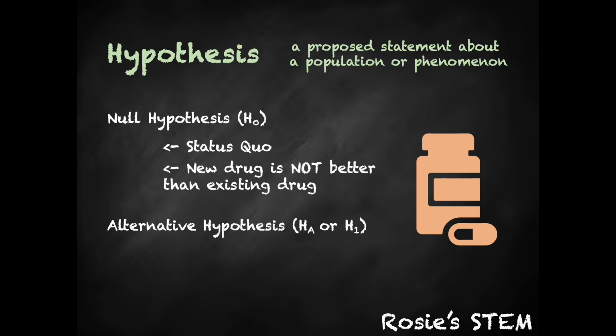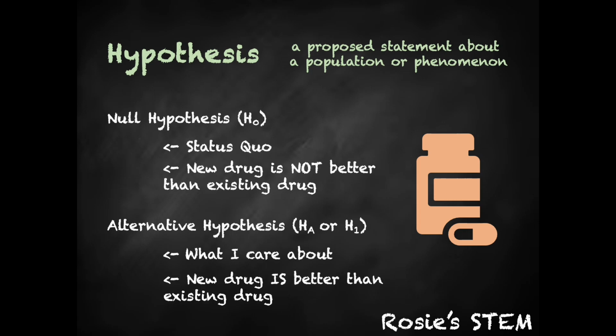The alternative hypothesis is usually what we're interested in testing, whatever we care about. In this case, it would be the belief that our new drug is going to be more effective than whatever we're currently using. Importantly, our two hypotheses, the null and the alternative, need to cover all possible outcomes. So in this case, the new drug is not better than the existing drug, and the new drug is better than the existing drug are the only two possibilities. So this ensures that our test is valid and rigorous.